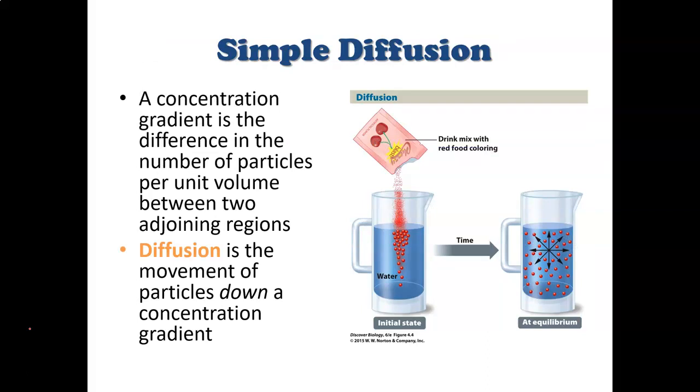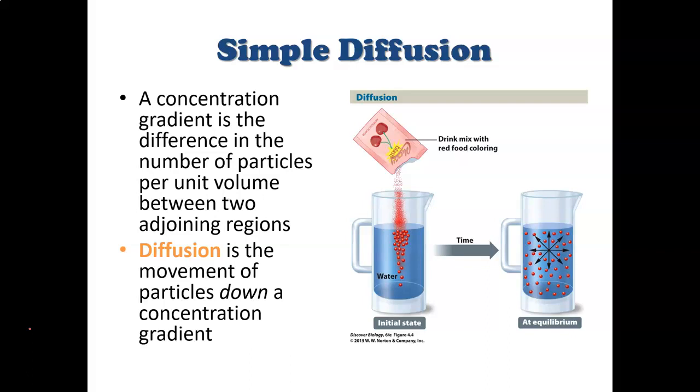Right, but before we begin, you need to understand a basic rule of nature, and that is particles naturally want to spread themselves out. They want to move from an area of high concentration to an area of low concentration. This process is called diffusion.